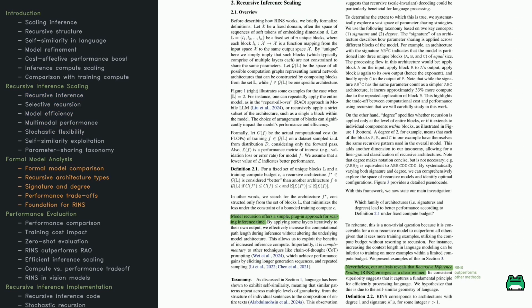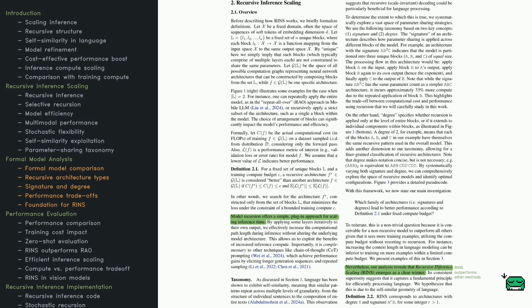Alright, before we get deeper into how RINS works in practice, the paper lays some groundwork to compare different recursive setups. Picture two models side by side, one that does recursion and one that doesn't. If the recursive one gives better results without extra training costs, that's a clear advantage. To categorize various approaches, they introduce two terms, signature and degree. The signature tells you where recursion is happening inside the model. Maybe you have blocks labeled A and B, and you decide to repeat B 2 or 3 times in a row before moving on. That would be something like AB squared C if you're naming the blocks in order.